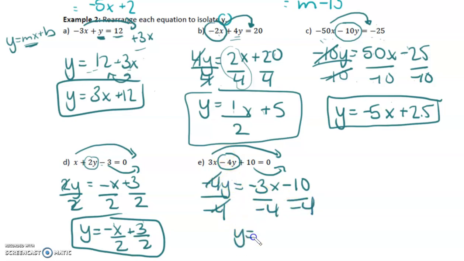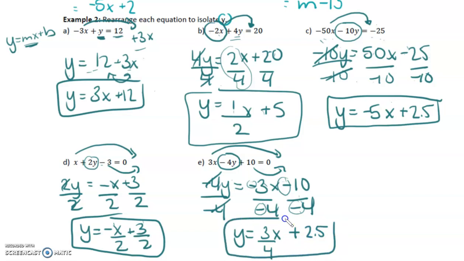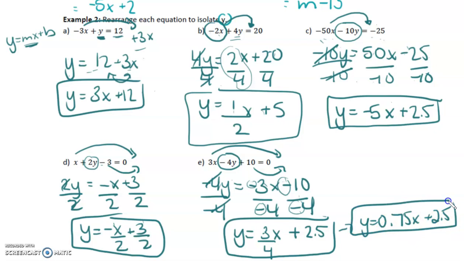So we're left with y equals 3 over 4 doesn't cancel, so we can actually just cancel the negative signs. So 3x over 4, and then negative 10 over 4, those negative signs are going to cancel to a positive, and then 10 over 4 is 2.5. Okay, you can write 2.5. This one here, you actually even might write 0.75x plus 2.5, and that's okay too.